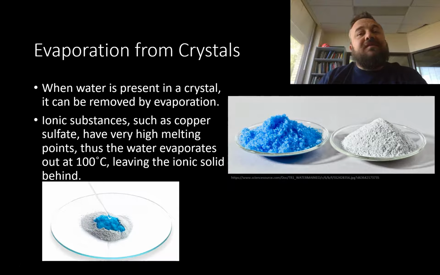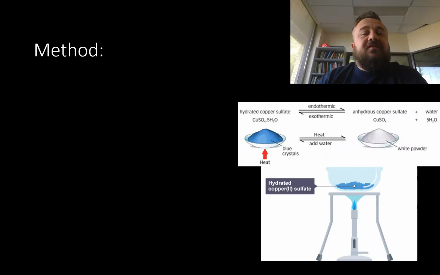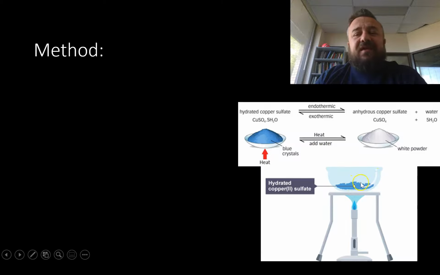Now, ionic substances, such as copper sulfate, tend to have very high melting points. And this means that when the water evaporates at 100 degrees Celsius, the ionic solid is left behind because it's not even close to high enough to remove that substance. So, our method is very simple. Basically, we're going to put it in an evaporating dish or a crucible, something that can withstand a bit of heat. And we're going to heat it over a Bunsen.